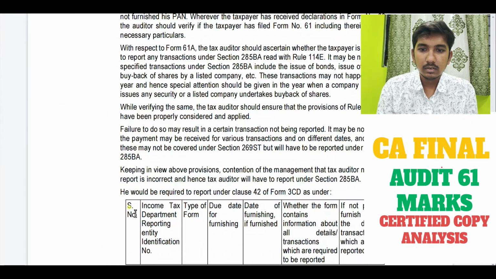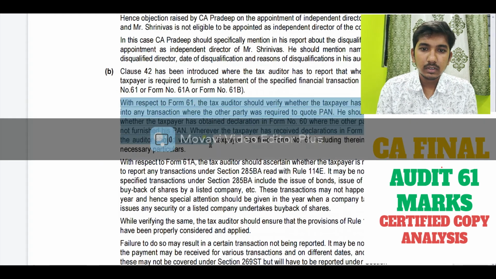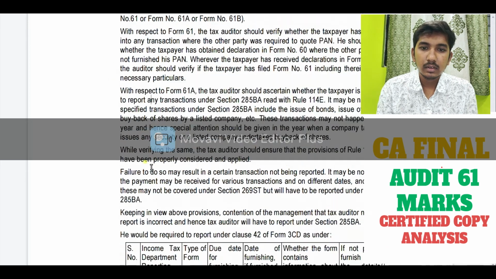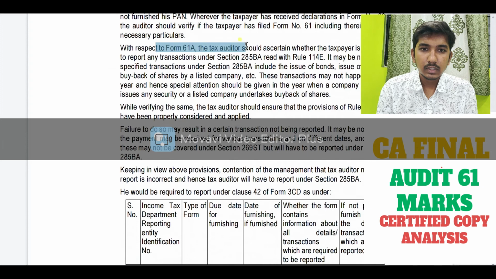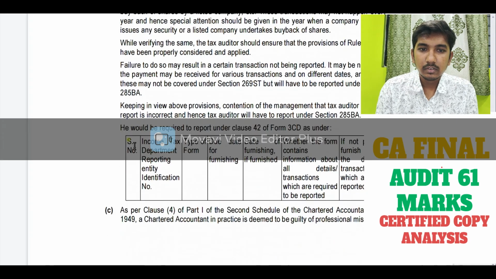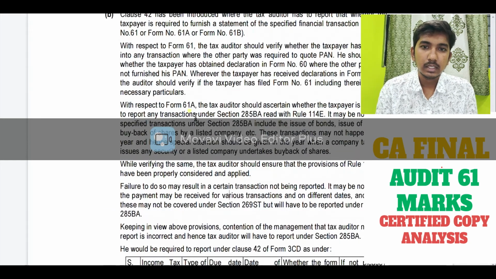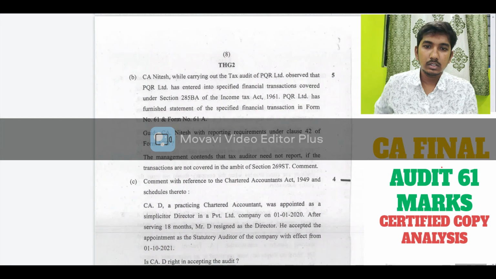So they have mentioned the format. In the suggested answer they have provided what is Form 61, when Form 61 arises, and with respect to 61A, in which case Form 61A arises. Then after verifying that, the auditor should ensure the provisions of 114E. Failure to do so may result in certain transactions not being reported. And then what is the format of reporting? This has been given in the suggested answer. So since my answer is not matching with the suggested answer, I got 0 marks for this answer.